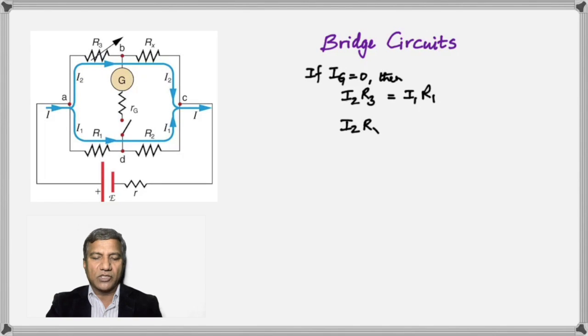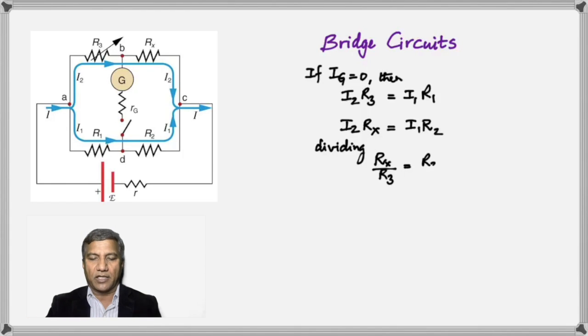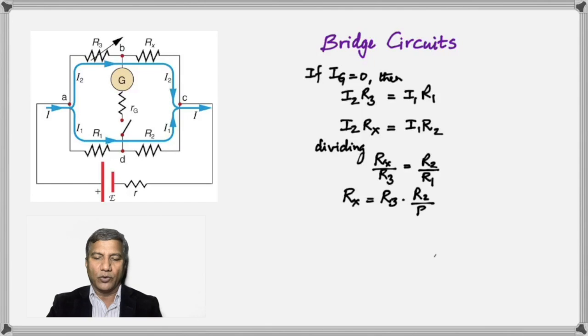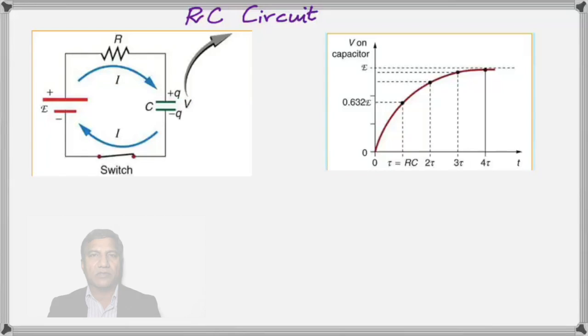All right, and then we can do the same in the other loop. In the other loop, again, the products must be equal. So that means I2 times Rx, where Rx is the unknown resistance, is I1 R2. And now if you divide the left side by the left side, the I2s cancel out. On the right side, I1s cancel out, and we are left with a ratio from which we can find the unknown resistance Rx, knowing the values of the other three resistances. So that is the bridge method to find an unknown resistance.